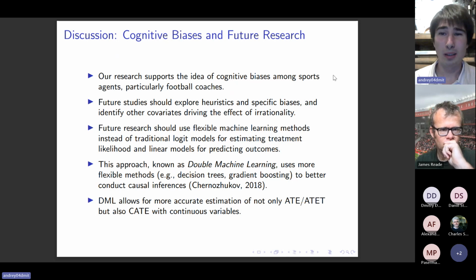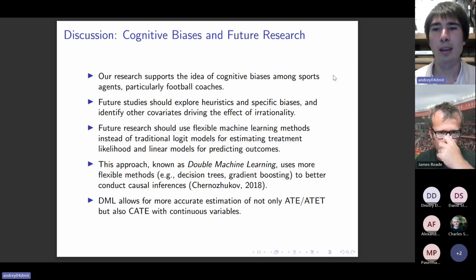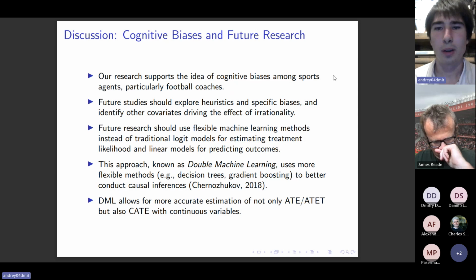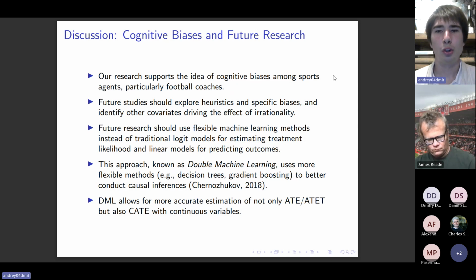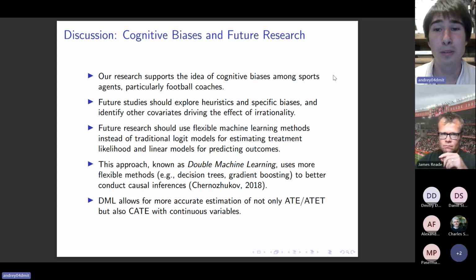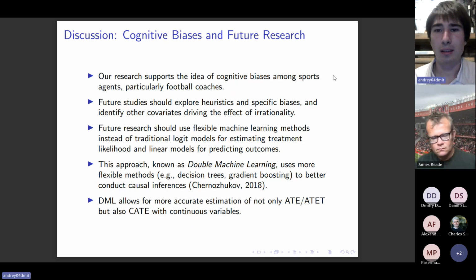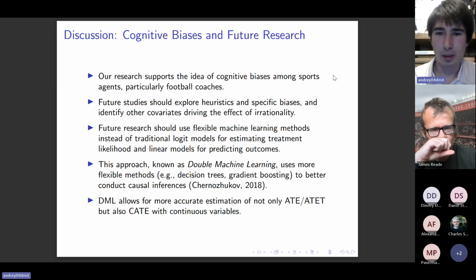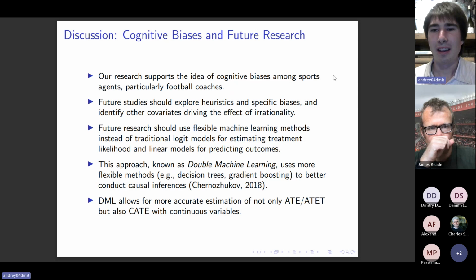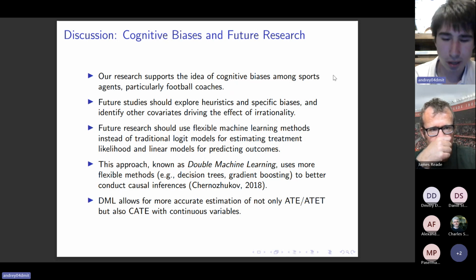Then our research supports the idea of cognitive biases among sports agents, particularly football coaches, and future studies should explore heuristics and specific biases and identify other covariates driving the effect of rationality. Future research should use flexible machine learning methods instead of traditional logit models for estimating treatment likelihood and linear models for predicting outcomes. This approach, known as double machine learning, uses more flexible methods. So simply put, we just take out the logit model, add decision trees, and change the outcome model, for example, to gradient boosting.